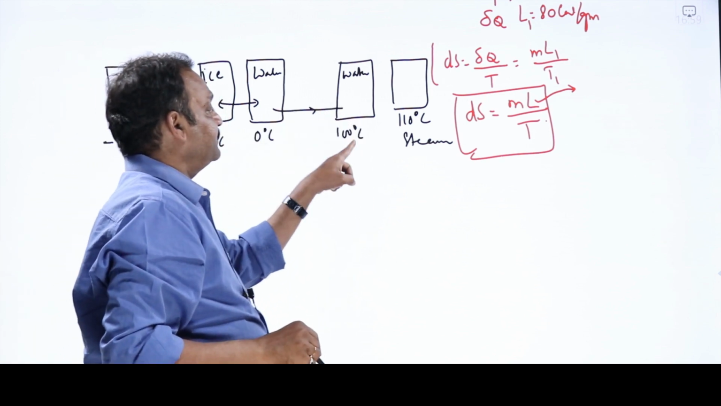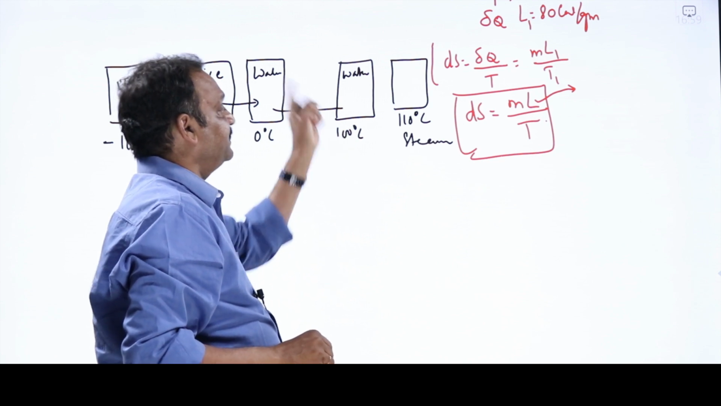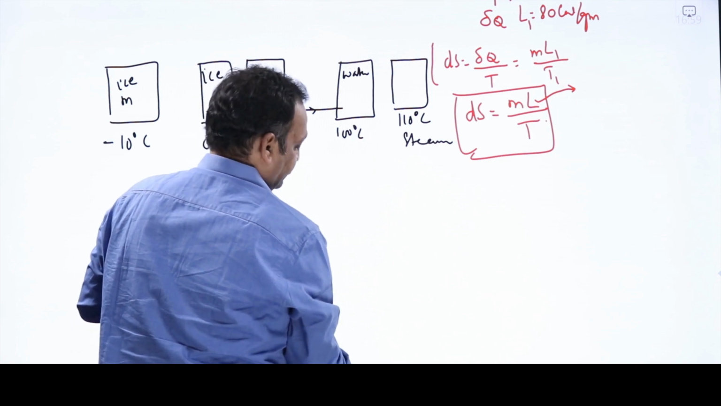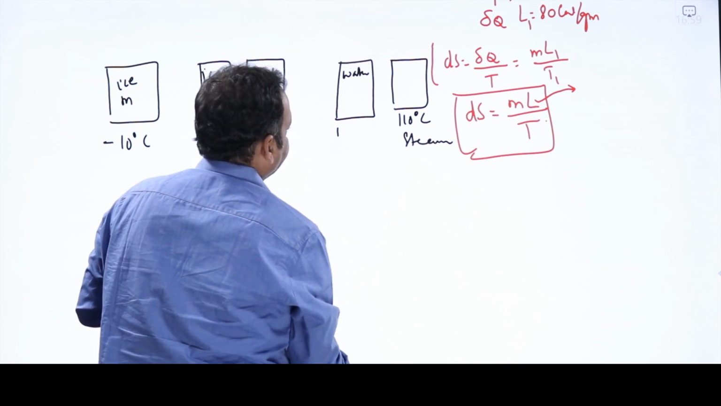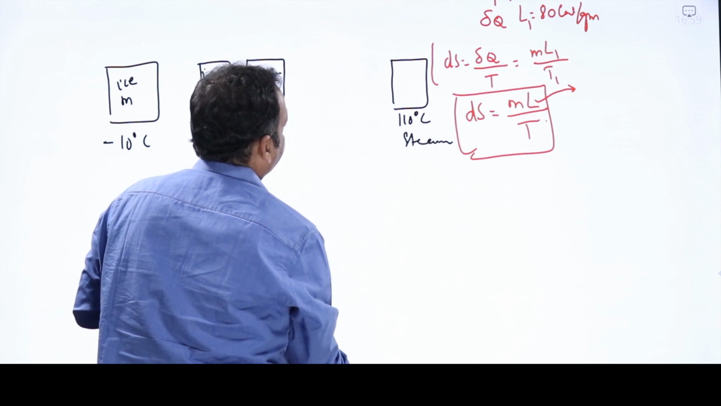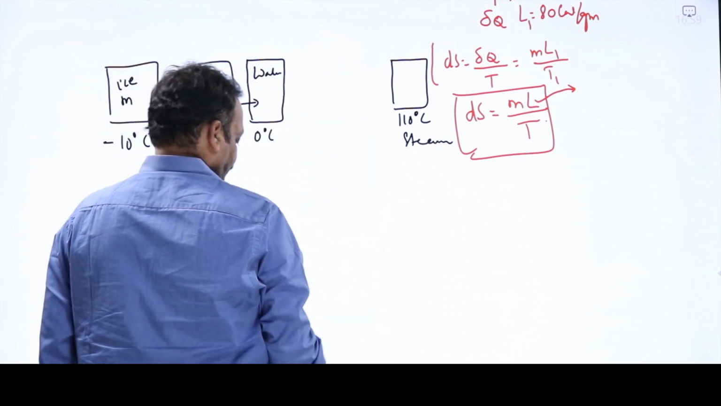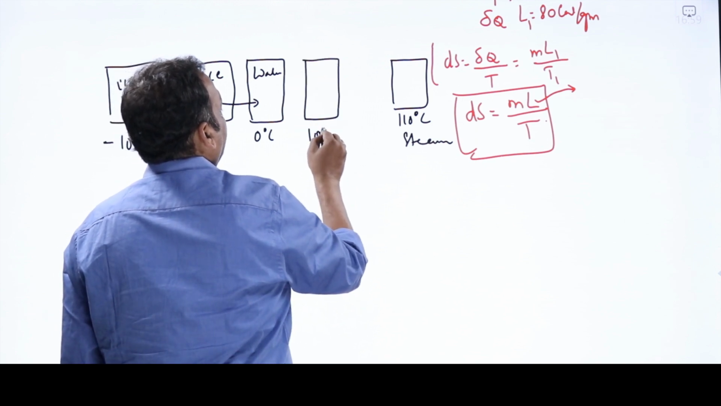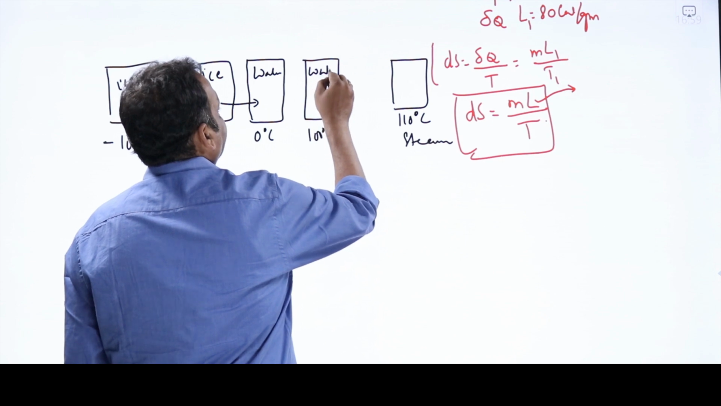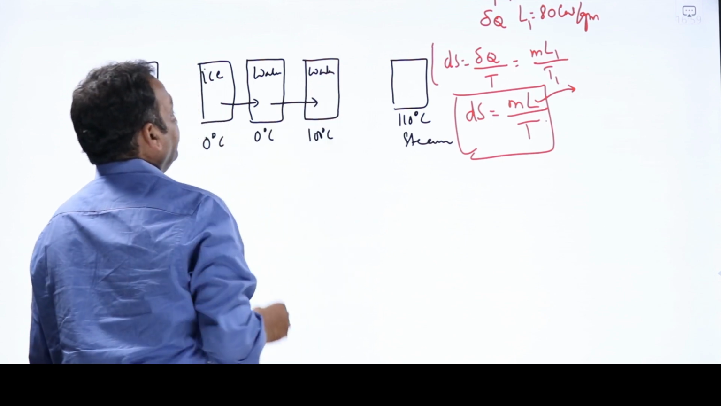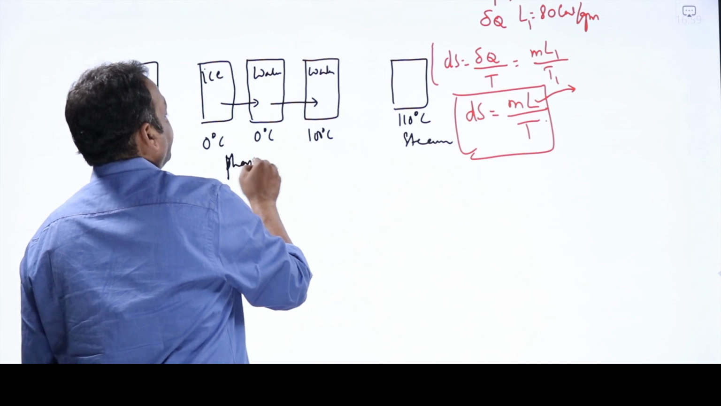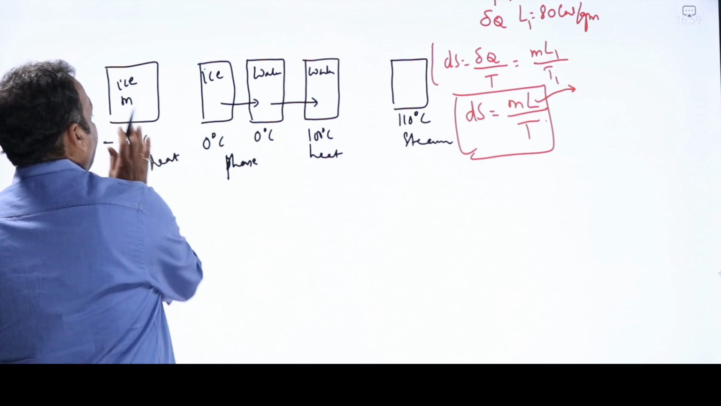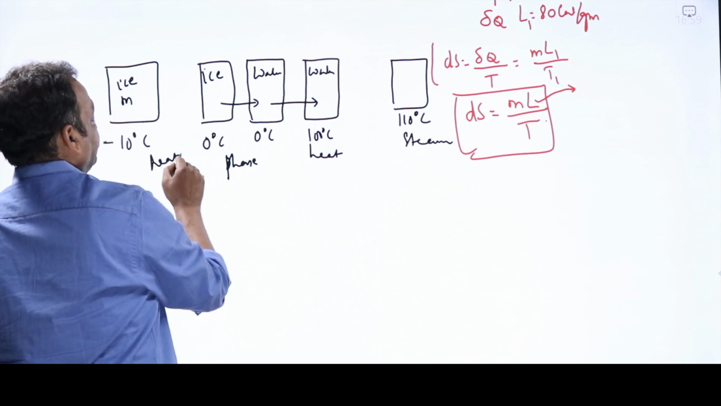Now water at 100 degrees Celsius should be converted to steam at 100 degrees Celsius. So water at 0 degrees Celsius should be heated to water at 100 degrees Celsius. This is heating. This is a phase change. This is a heating process. This is also a heating process. Ice at minus 10 to ice at 0, heating process.